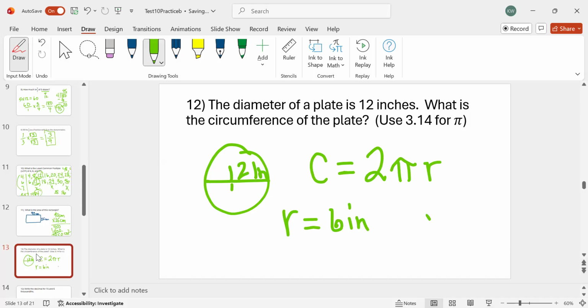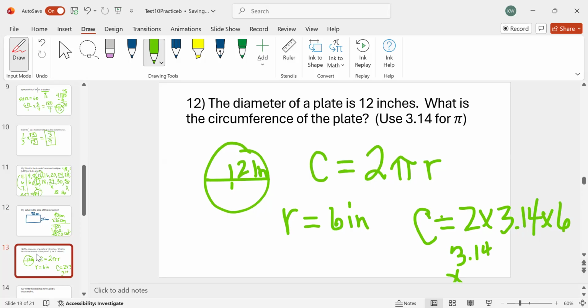So the circumference then is going to be 2 times pi, which is 3.14, times 6. Okay, so if we calculate that out by hand, 2 times 6 is 12. So I'm just going to do 3.14 times 12. Come on, put it right for me.